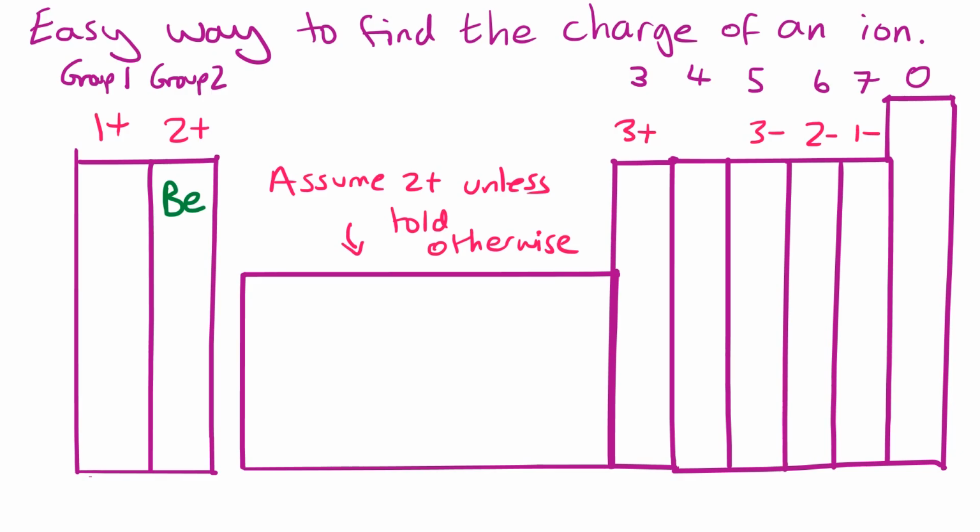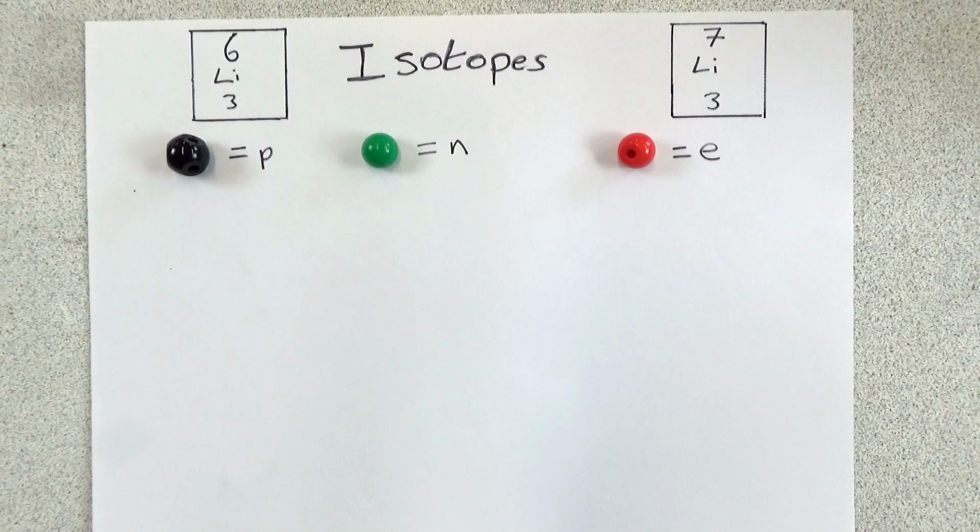Once again, to use the easy way of finding out the charge on the beryllium ion, we can see where it is on the periodic table. It's in group 2, and we know they all make 2 plus ions. We're now going to take a look at what isotopes are. Isotopes are different forms of the same element.